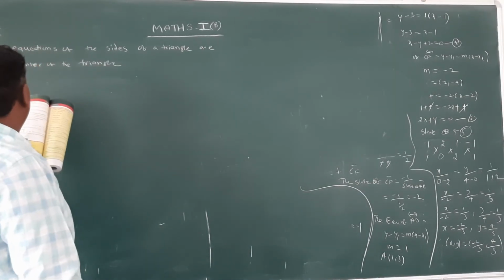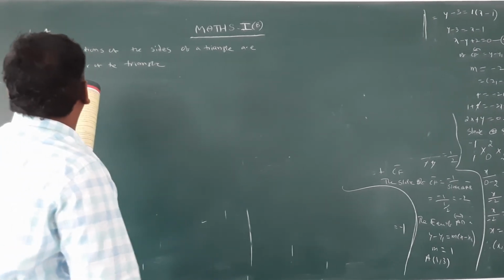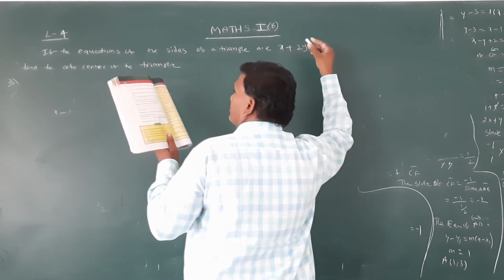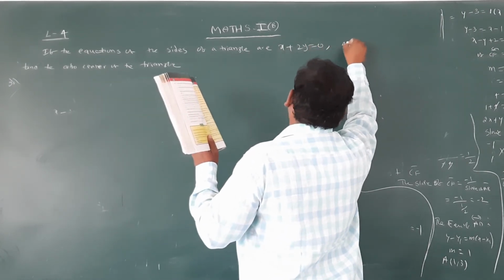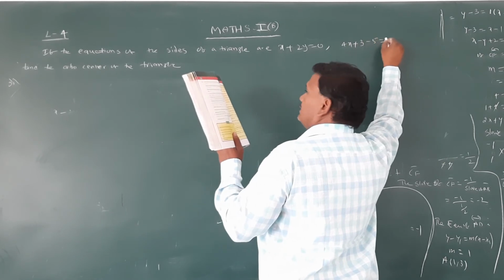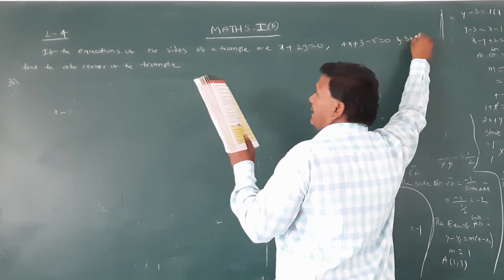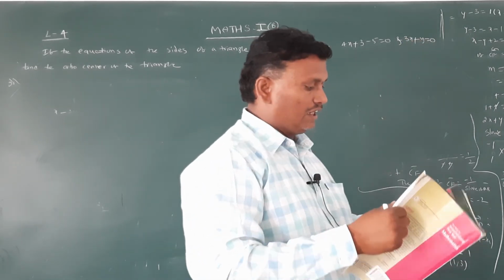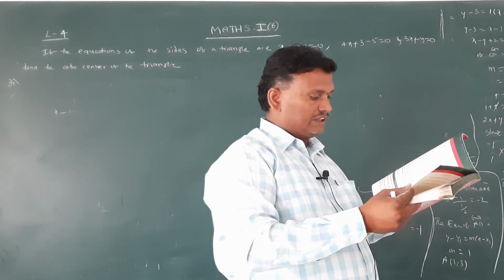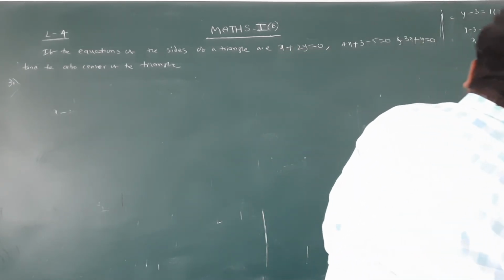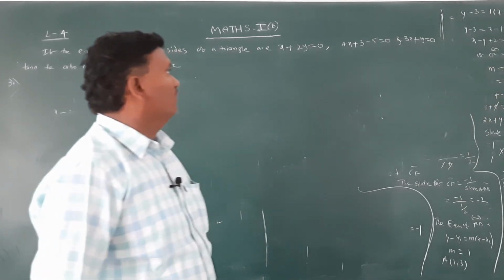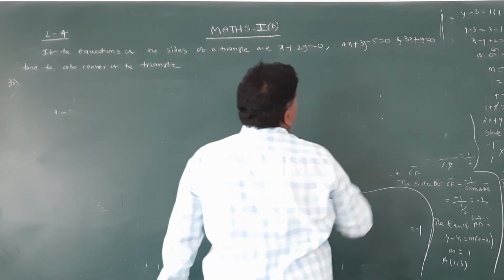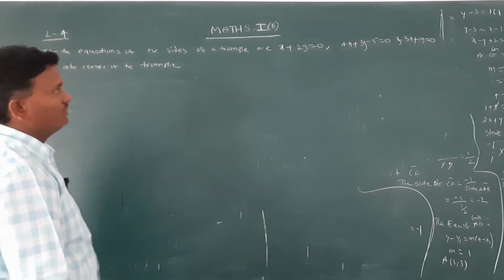Find the orthocenter of the triangle whose sides are x plus 2y is equal to 0, 4x plus 3y minus 5 is equal to 0, and 3x plus y is equal to 0.